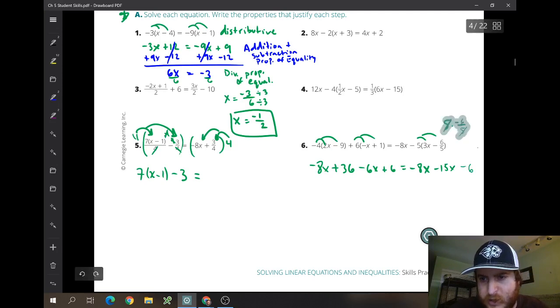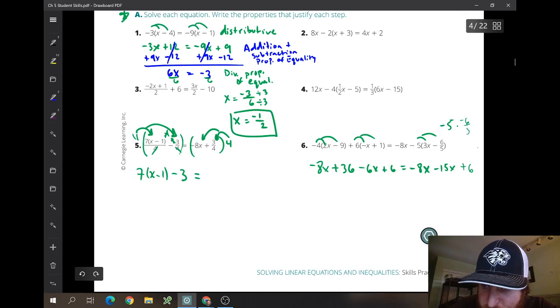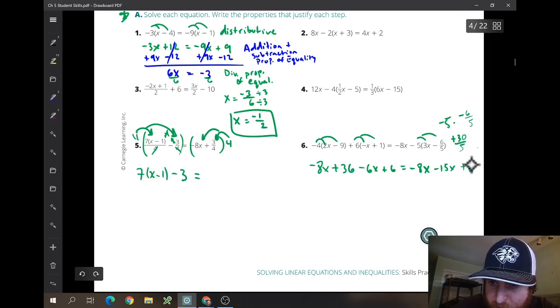The other thing you could have done is multiply the numerators if you're ever unsure about it. So actually, it's plus 6. Don't forget about the negative 5 there. It was negative 5 times negative 6 fifths. So the 5's cancel, but negative times negative 6 becomes plus 6. If you're worried about something like that, do negative 5 times negative 6 over 5. Multiply the numerators. Negative 5 times negative 6 is positive 30 over 5. 30 over 5 is 6.